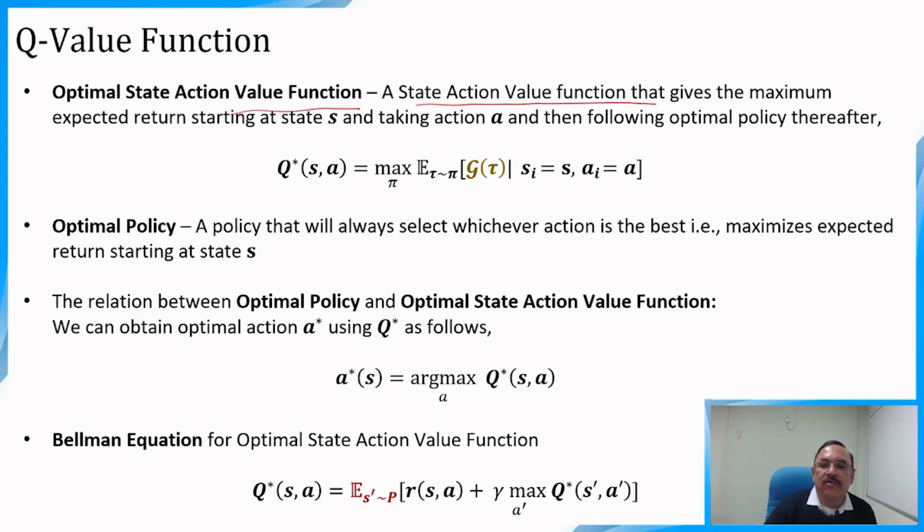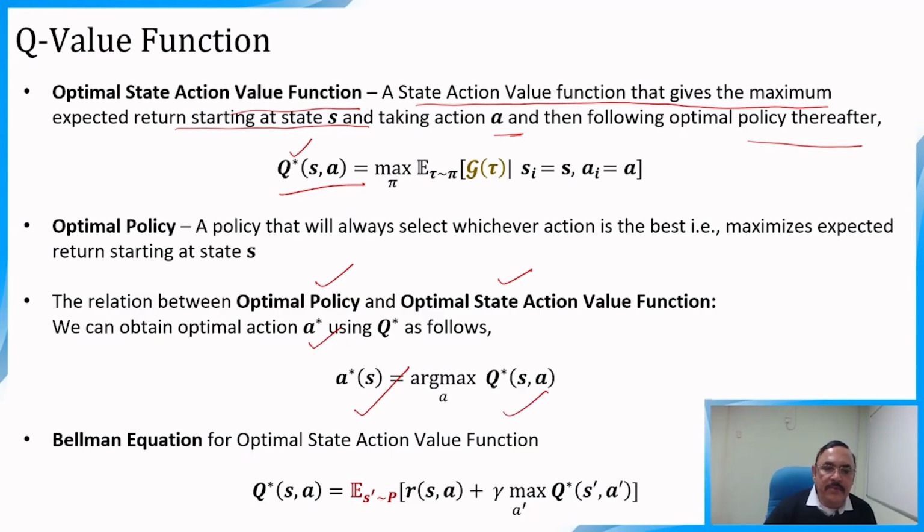The state action value function that gives the maximum expected return starting at state S, taking the action A, and then following the optimal policy thereafter, that is the optimal q value of S, A. The optimal policy is the policy that will always select whichever action is the best, maximizing the expected return starting at state S. So, the relation between the optimal policy and the optimal state action value function: we obtain the optimal action A star using q star as follows. A star is nothing but argmax of q star S, A.